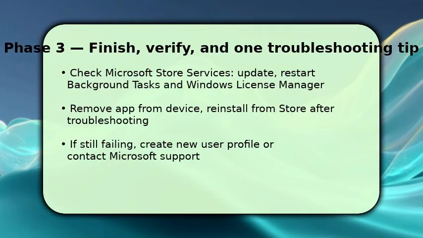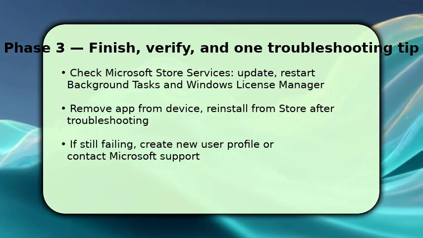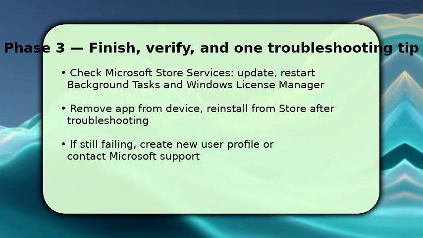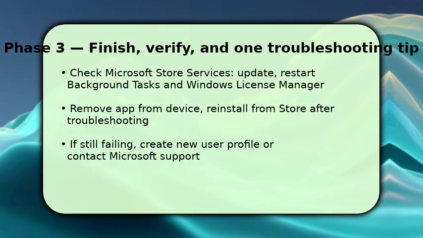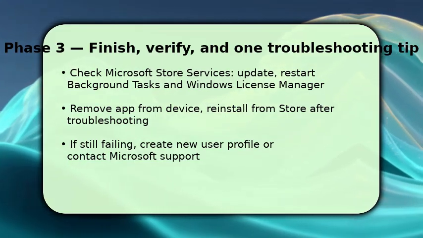For final steps, inspect related services. Restart Background Intelligent Transfer, Windows Update, and the Windows License Manager. These services participate in license checks. If the app is installed, uninstall it, reboot, then reinstall from the store so ownership syncs cleanly.